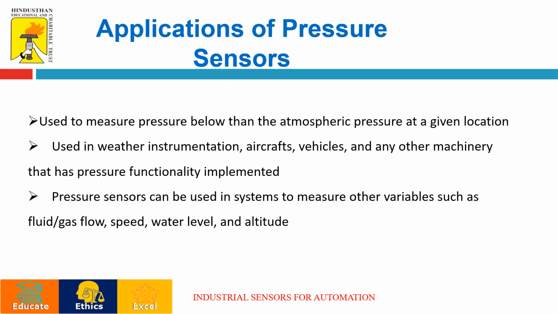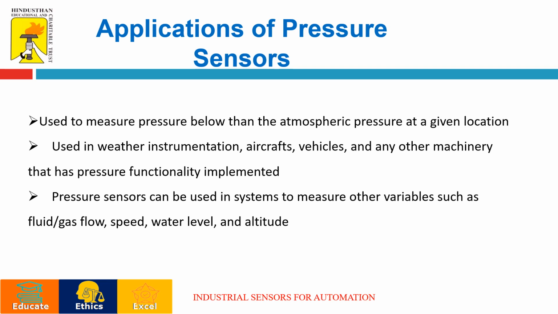Applications: it is used for measuring the vacuum pressure, and also in weather instrumentation and aircraft, because while using airplanes the atmospheric pressure needs to be checked and the internal pressure in the aircraft also should be maintained, and also in vehicles and machinery where the pressure should be in a controlled state. You can also measure flow, speed, water level, and altitude. As the altitude increases, the pressure also changes, and an increase in water level will also show some variations in the pressure.